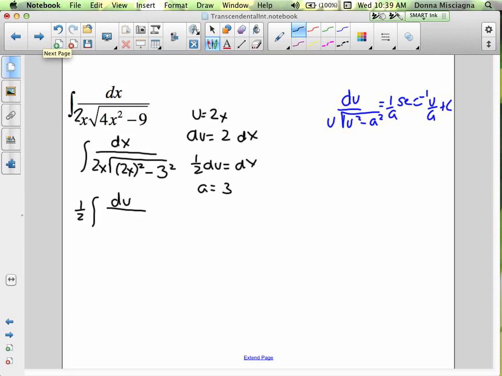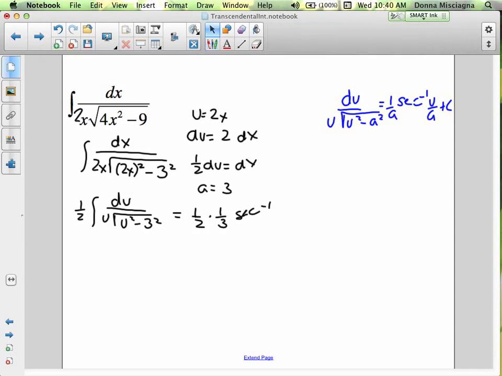All right, so we have 1/2 du, and then this would be u square root u squared minus 3 squared, right? And so that's going to be equal to 1/2, and then that would be times 1 over a, so that's 1/3 arcsecant. And then the u is going to be in absolute value bars. I don't think I left off the absolute value bars. All right, so u. And then the u is over our a, which is 3 plus c.